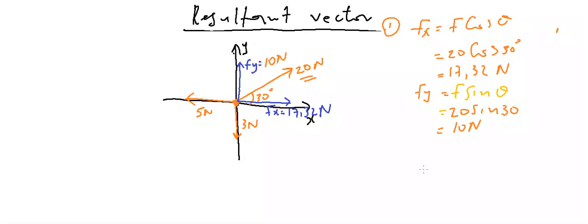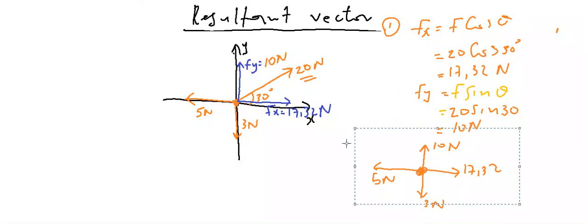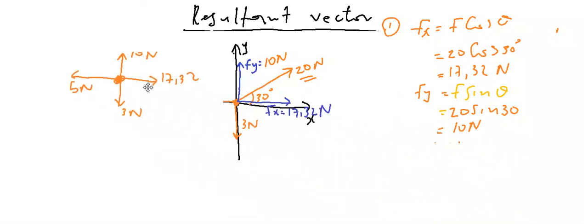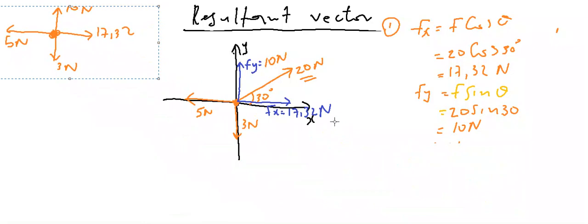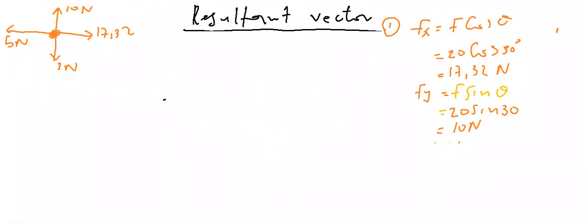So i-diagram yethu ime kanje ngoku, the new diagram. We have 5 newtons, this one. We have the one that is going down, 3 newtons. We have the one that goes to the right, that is Fx, which is 17,32. We have the upward force, which is 10 newtons. This is our new diagram. Let's remove this one. We are done with it.